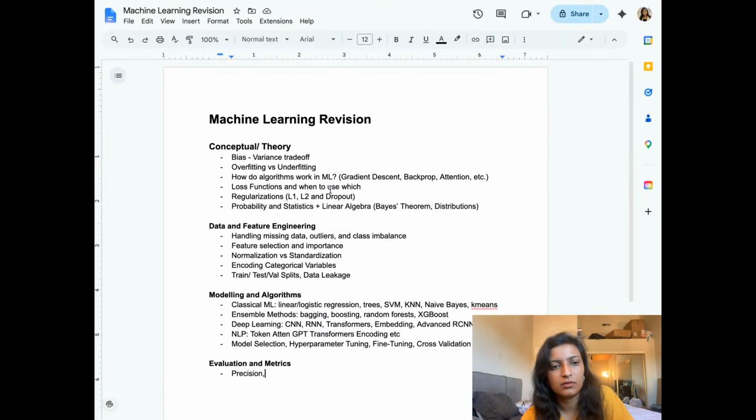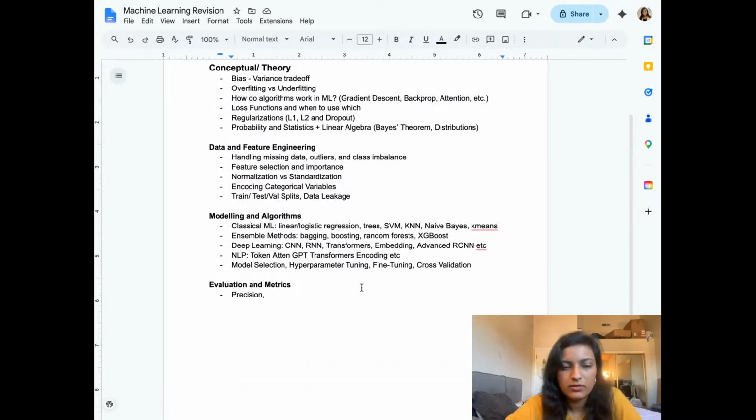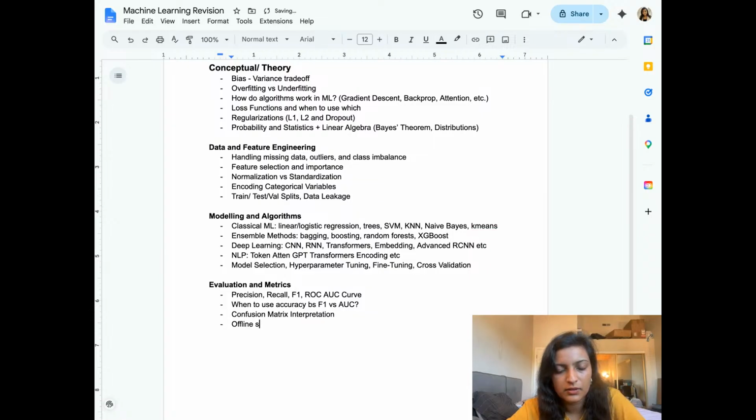Okay, so precision, recall, F1 score, ROC, AUC curve, when to use accuracy, F1 versus AUC, confusion matrix interpretation, offline versus online evaluation.